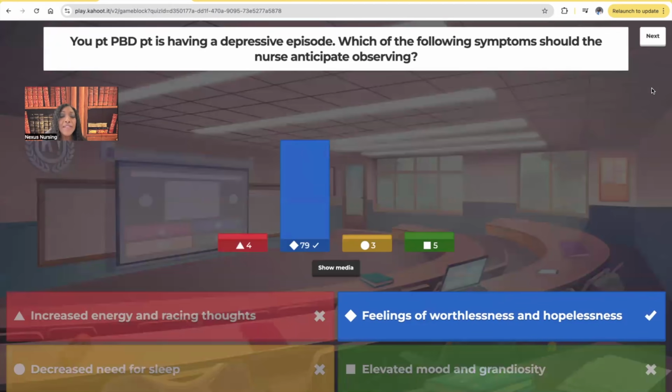Very good. Feelings of worthlessness and hopelessness. So let's talk about bipolar disorder. This patient has fluctuating moods where they're in the manic phase, they're all the way up, then they're in the depressive phase, they're all the way down. So this patient that happens to be in the depressive phase, what we notice is feelings of worthlessness and hopelessness. This is what I want to say to you guys.